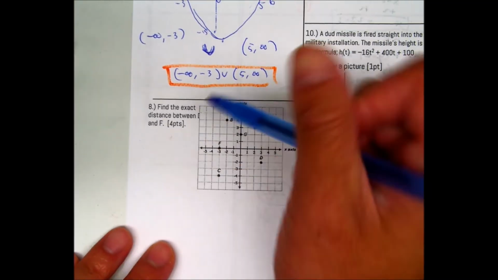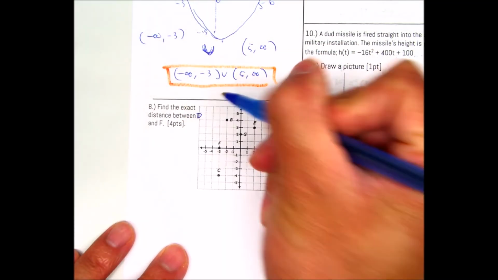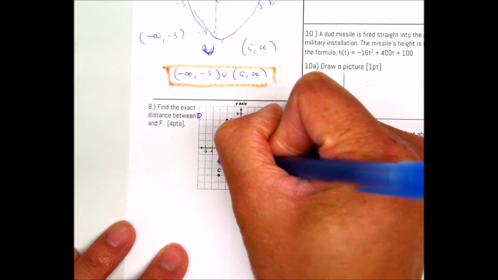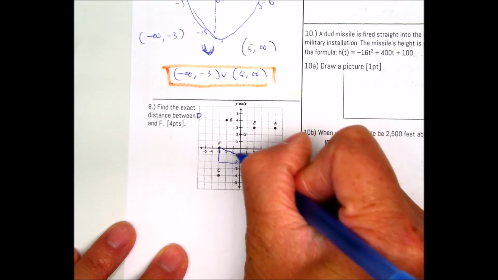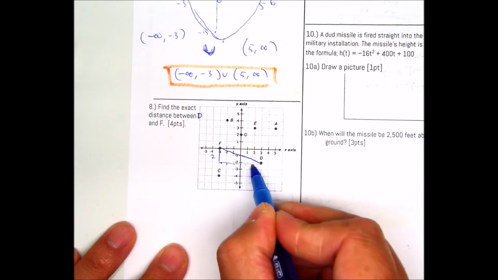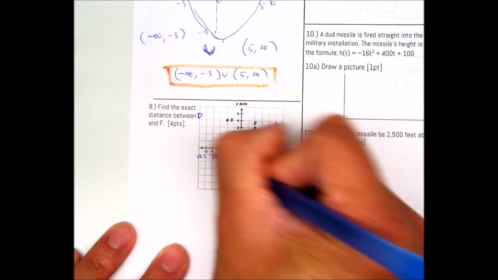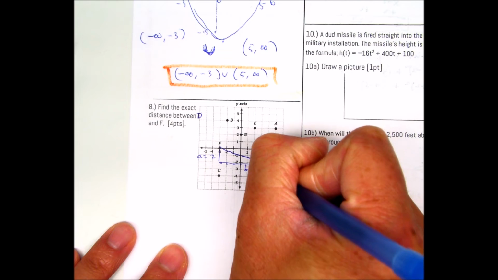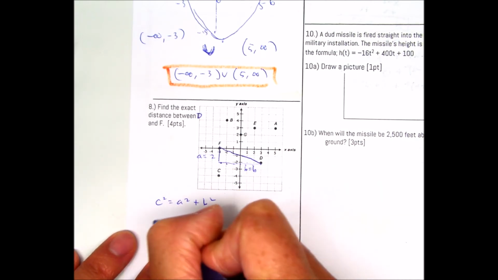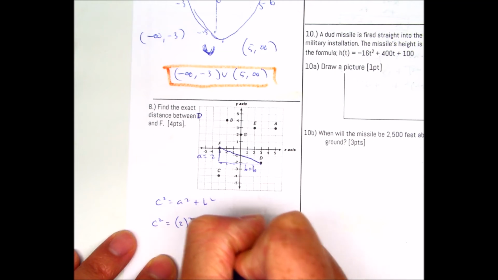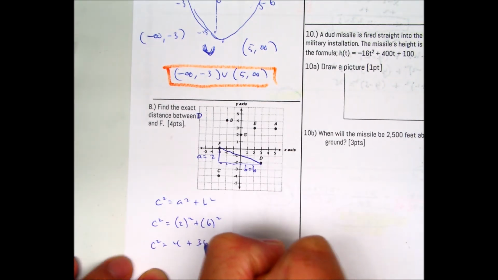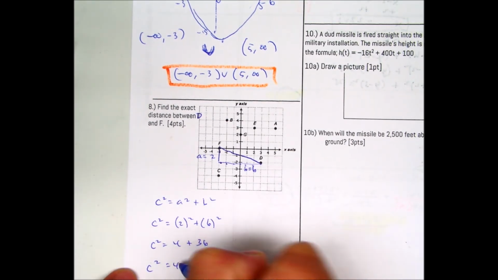Number 8, find the exact distance between points D and F. So that would be from here to here. This is 2, and this is 1, 2, 3, 4, 5, 6. So I'll call this A and call this one B. C squared equals A squared plus B squared. C squared equals 2 squared plus 6 squared. So 4 plus 36. C squared equals 40.